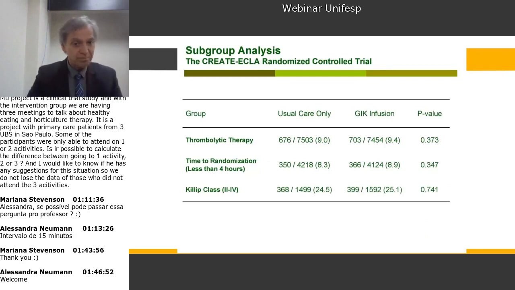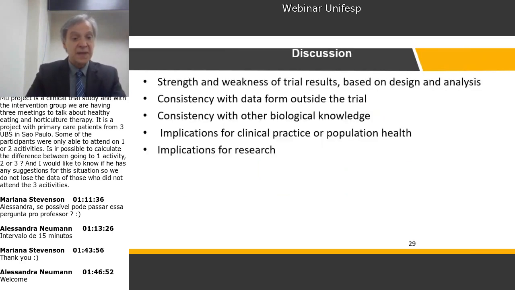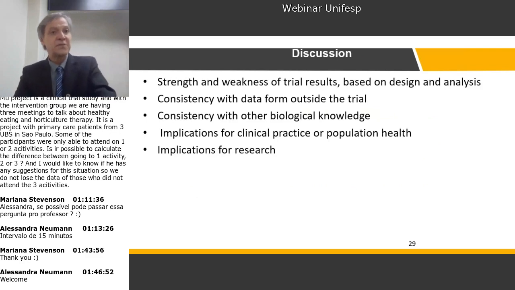And they went about doing other subgroup analyses, but that one was planned. The subgroup analyses were planned. Okay, and then you have the discussion. You strengthen your weakness. I'm going through a paper in this extended part on the clinical trial, the randomized clinical trial study.